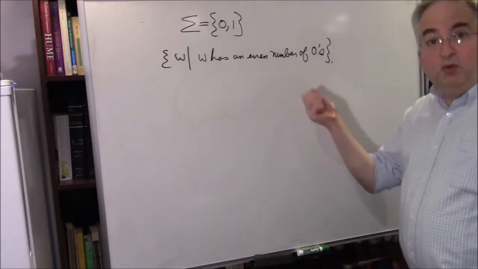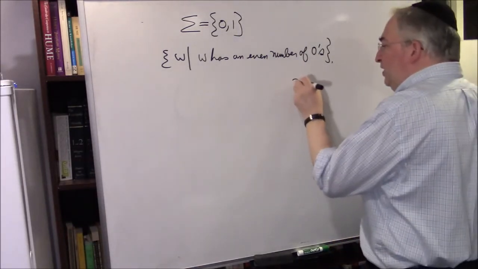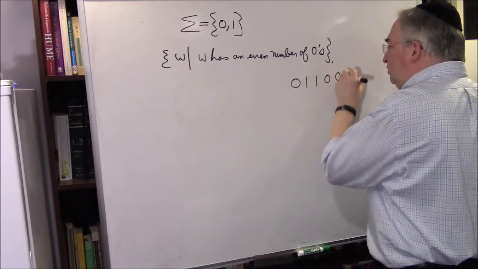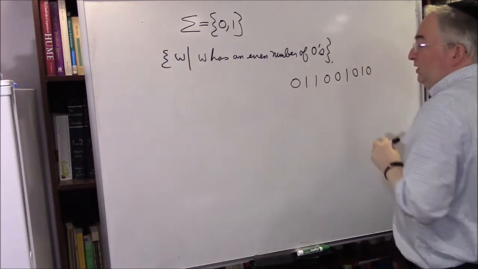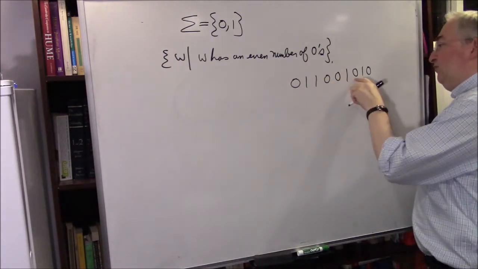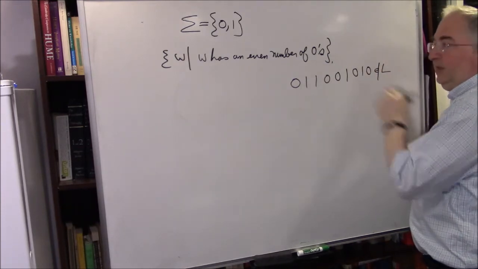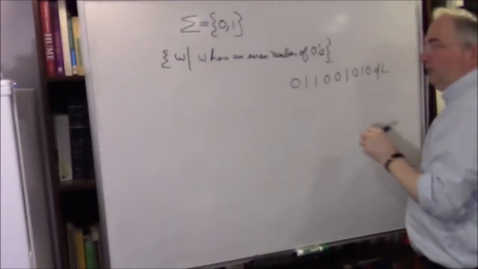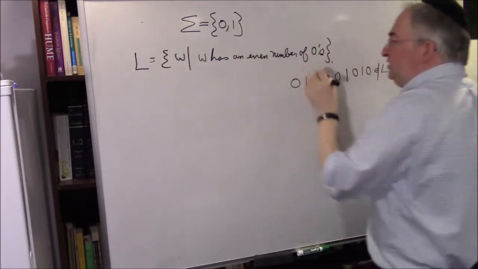Okay. Before we do it, let's go through some words that are in here and some words that are not in here. 0, 1, 1, 0, 0, 1, 0, 1, 0. Let's see. This has 1, 0, 2, 0, 3, 0, 4, 0, 5, 0. It is not in the language. It's not in that language. This is the language. The language is this, and it's not in that language because it doesn't satisfy.